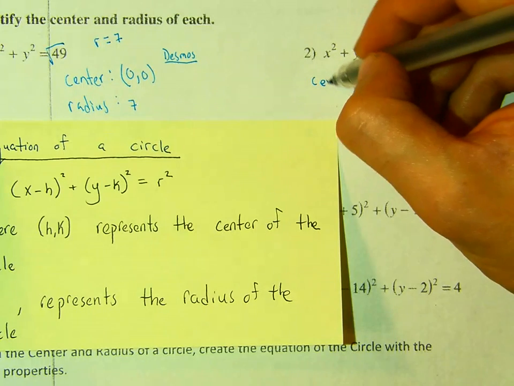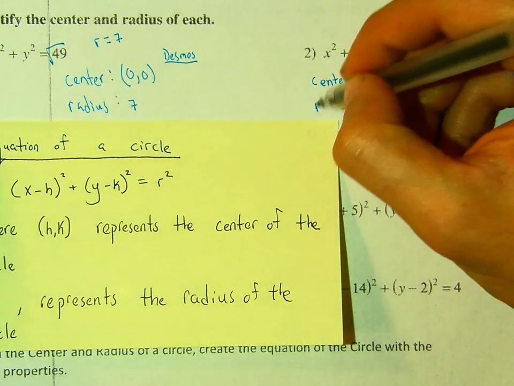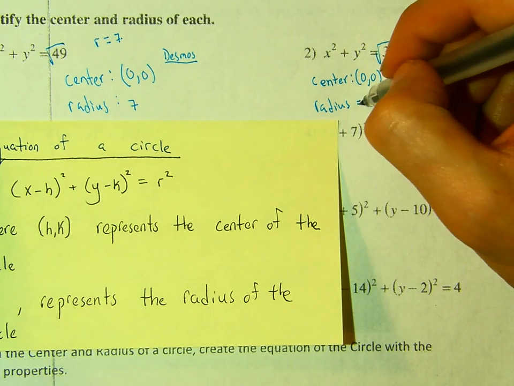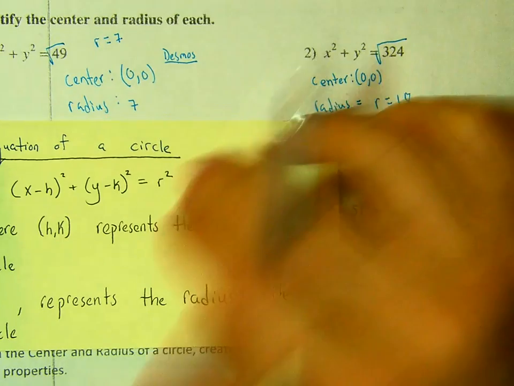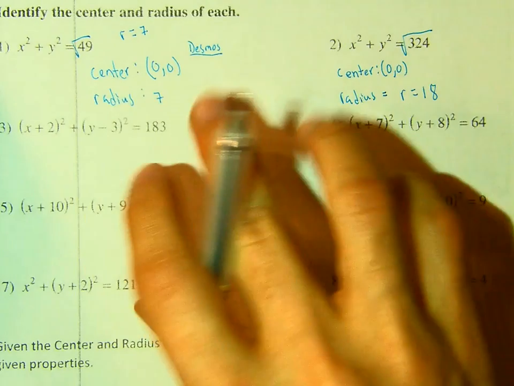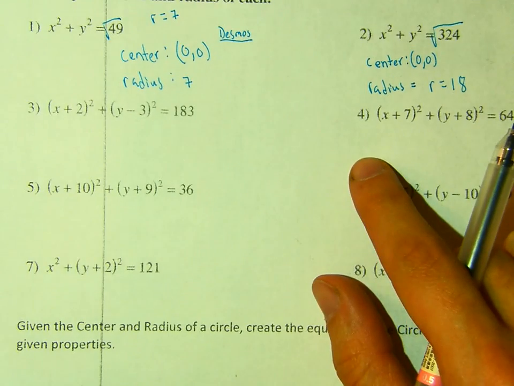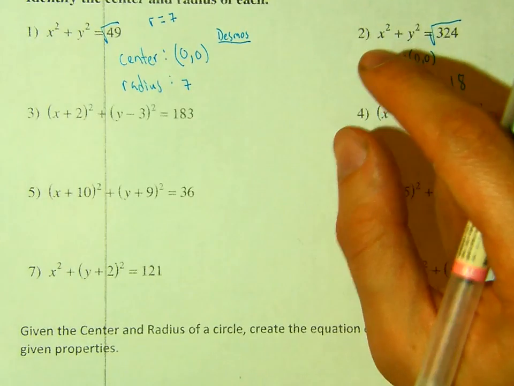Let's take a look over here. What is your center for this one? Your center will be 0, 0, and your radius will be the square root of 324, and that's r is equal to 18. Once you put these into Desmos, it'll be much nicer. I recommend that you don't continue unless you go to Desmos. So what about here?